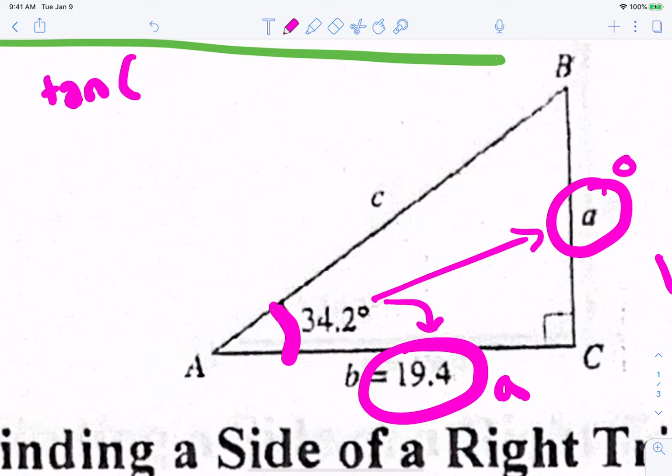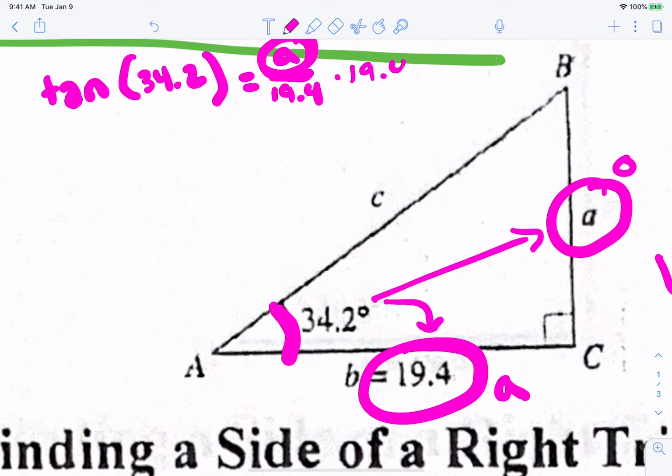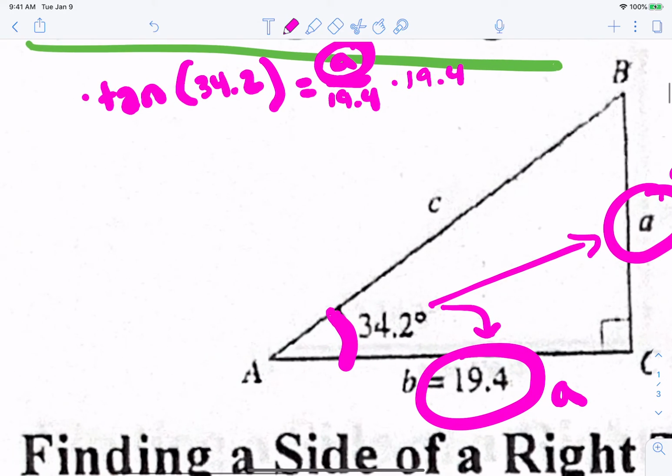Tangent of what? The angle always goes inside: 34.2. Then we do a, or x, whatever you want to call it, over 19.4. If I'm solving for a, I want to get a by itself, so multiply by 19.4. Do you want to be in radians or degrees? Degrees, because 34.2 is a degree measure. So 19.4 times tangent of 34.2.